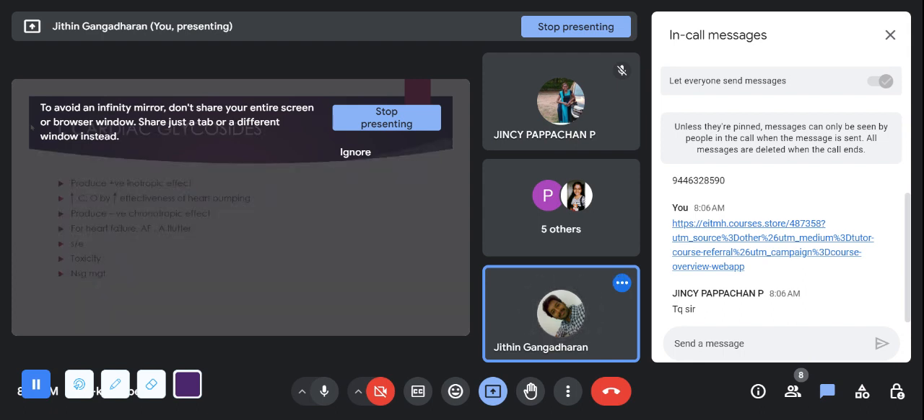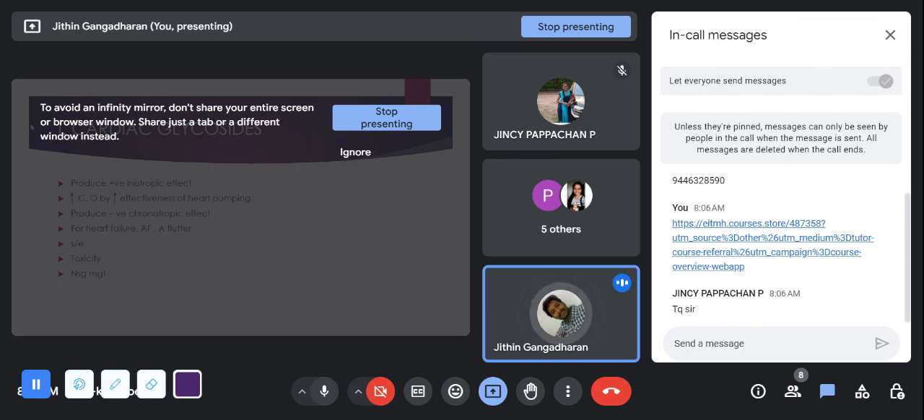Okay, so the first drug is the cardiac glycoside. Kindly write the lecture notes in between. Okay, so cardiac glycoside is the first drug. Cardiac glycoside examples are digitalis and digoxin. All those things are cardiac glycosides.